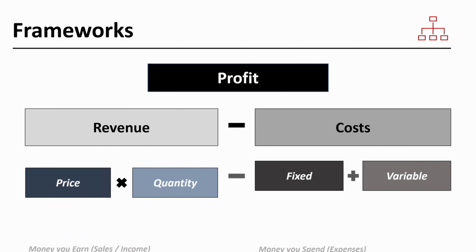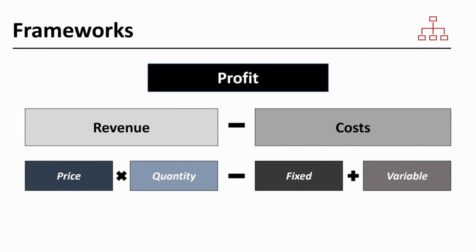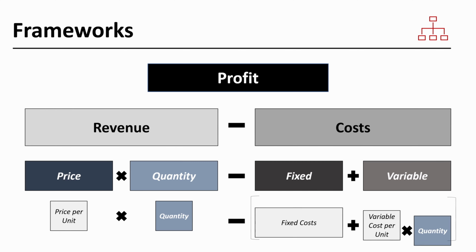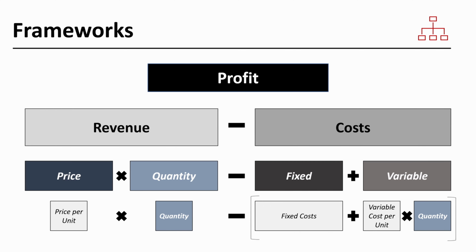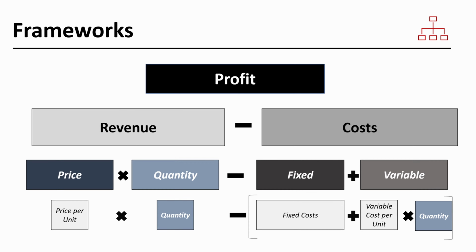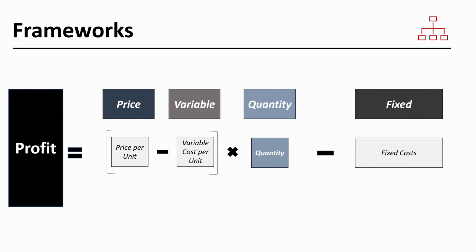So if we go back to our original framework with price multiplied by quantity minus fixed and variable costs, we can rewrite this as the price per unit multiplied by the quantity minus the fixed costs plus the variable cost per unit multiplied by the quantity, which can be rewritten to understand that profit is equal to the price per unit minus the variable cost per unit multiplied by quantity minus fixed costs. So our price per unit minus our variable cost per unit is also referred to as the contribution margin, or the profit contribution for 1 unit of sales.